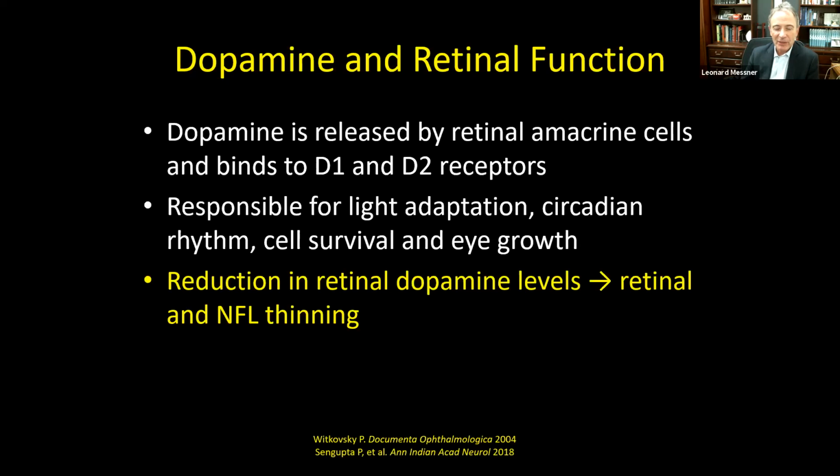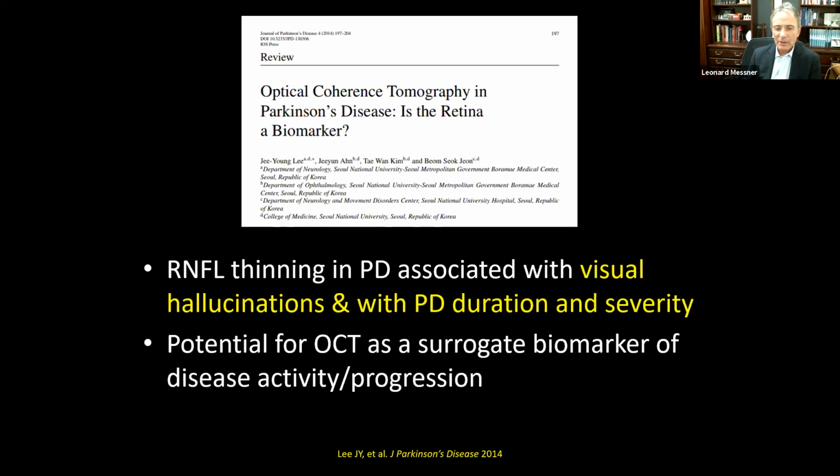Dopamine is also necessary as it relates to light adaptation and maintenance of a normal circadian rhythm. So it stands to reason that if dopamine levels are reduced, we should be able to identify this in some way as it relates to retinal or nerve fiber layer thinning. And indeed, that's true. This is a study that was reported in 2014, one of the earlier studies looking specifically at nerve fiber layer thinning in the setting of Parkinson's disease.